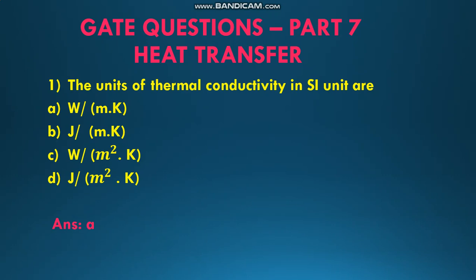First question, the units of thermal conductivity in SI units are: option A, watts per meter Kelvin; B, joule per mole Kelvin; C, watts per meter square Kelvin; D, joule per meter square Kelvin. The answer is A, that is watts per meter Kelvin. So that is the unit of thermal conductivity.